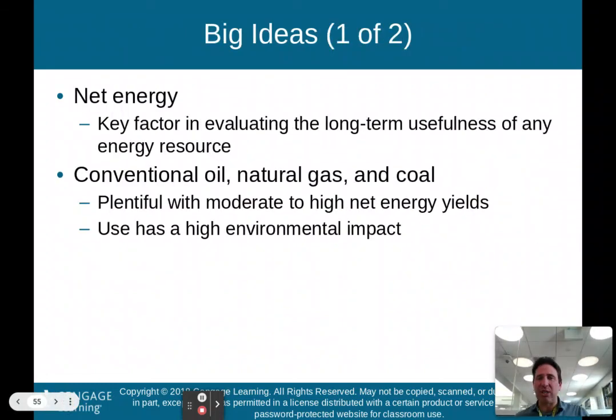All right, so we're almost done. Just a couple of slides here, finishing up the chapter. Some big ideas, net energy. All right, that key factor in evaluating the long-term usefulness of any energy resource. We want that high net energy yield as compared to the low net energy yield.